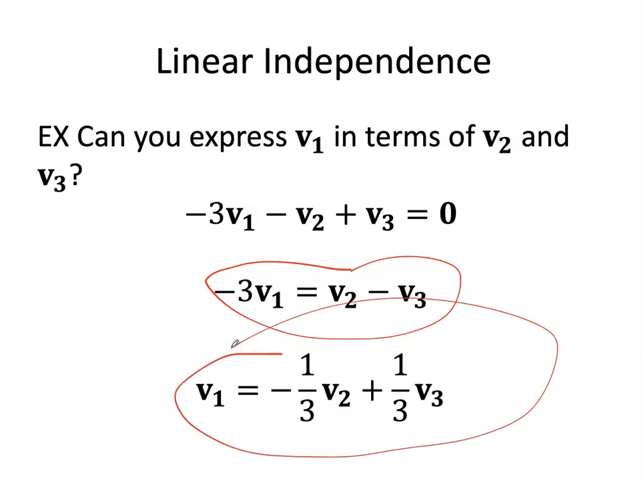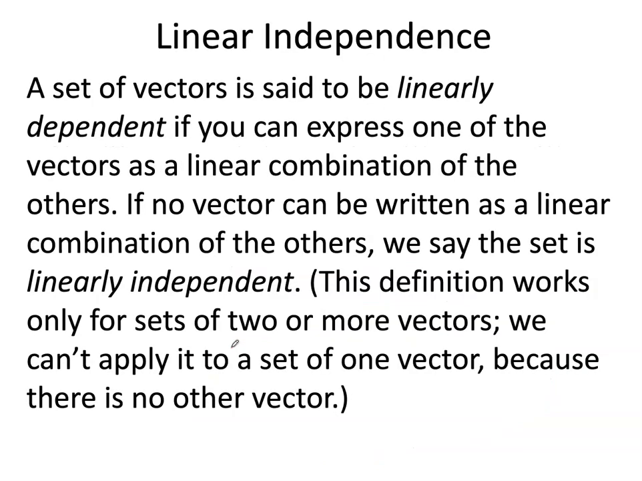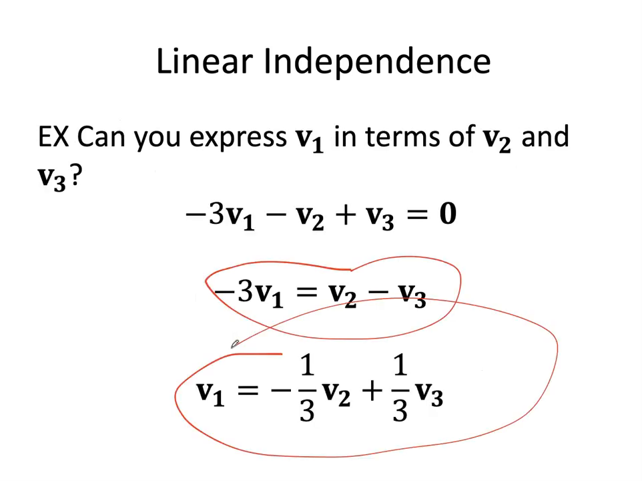So again, as we saw a moment ago, a set of vectors is linearly dependent if you can express one of the vectors as a linear combination of the others. And indeed, here we have it. Here we have one vector as a linear combination of the other two. So that implies that the set is linearly dependent. We already knew it had to be linearly dependent. We weren't sure whether you could express v1 in terms of v2 and v3 or v2 in terms of v1 and v3, but we knew that at least one of those had to work.